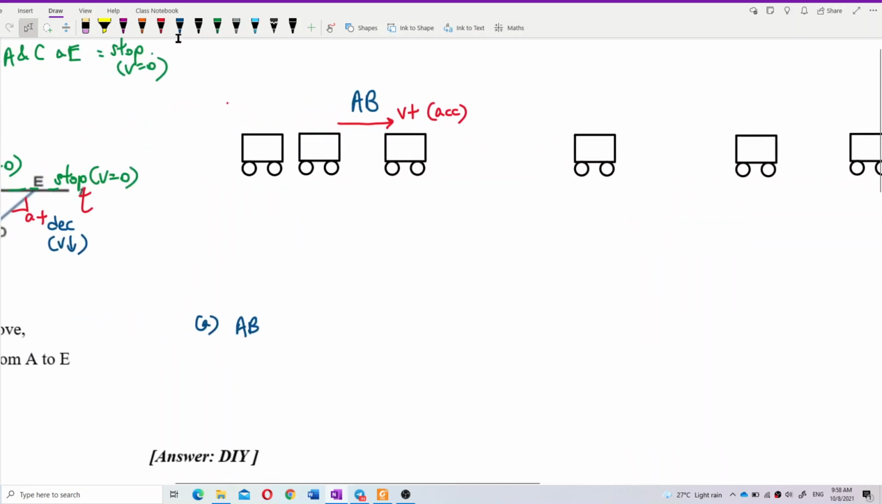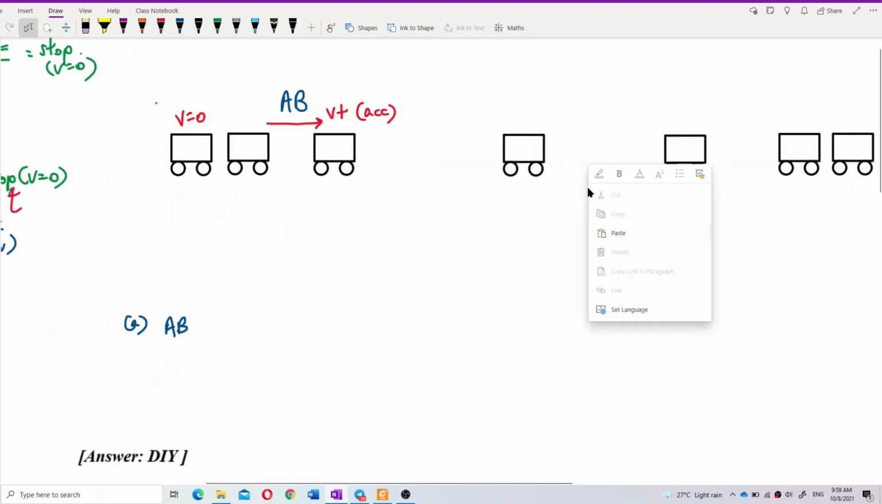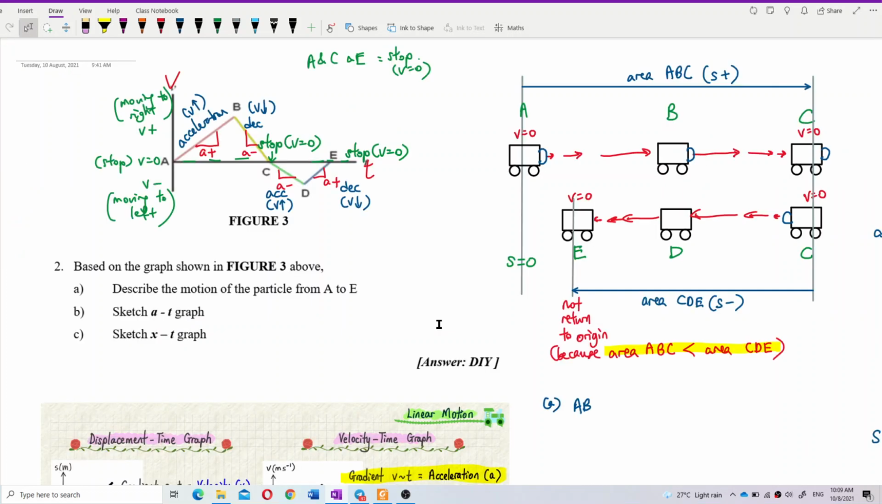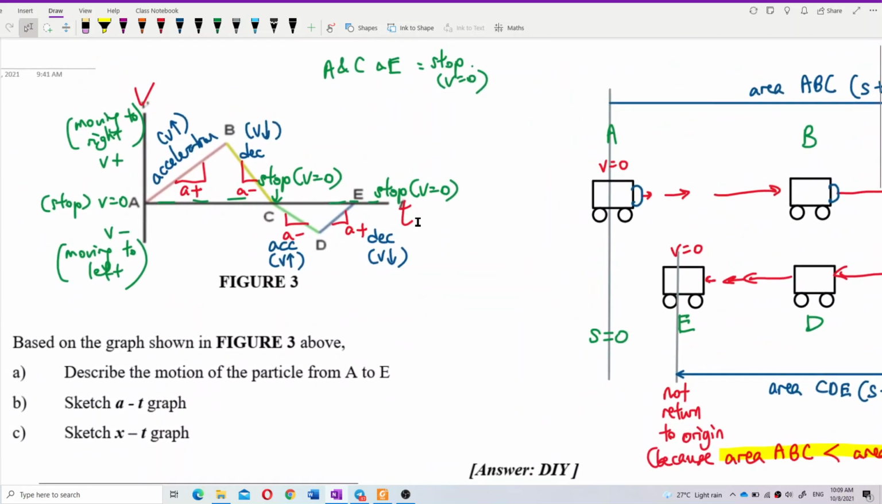You see that? It stops at zero velocity. Maybe I draw out the whole motion and describe it to you. All right, let us continue. I've drawn the picture for you.